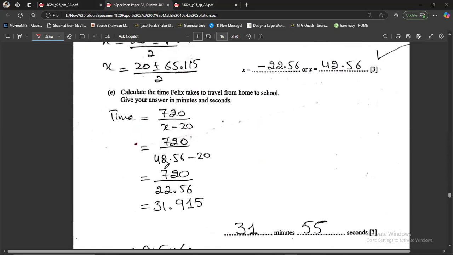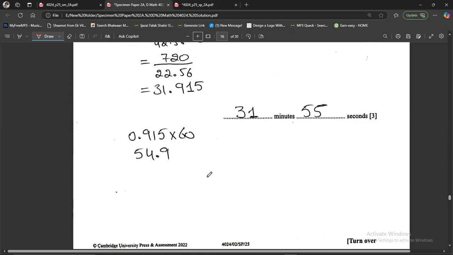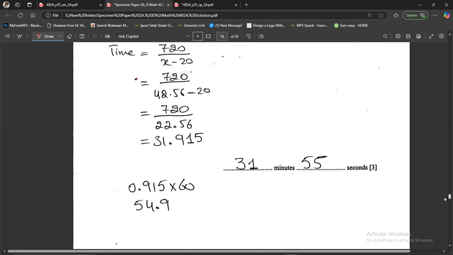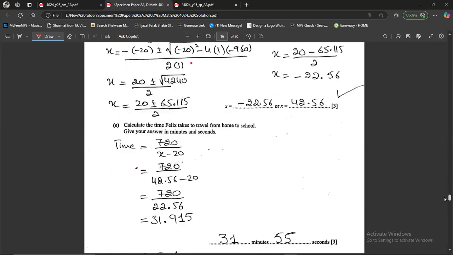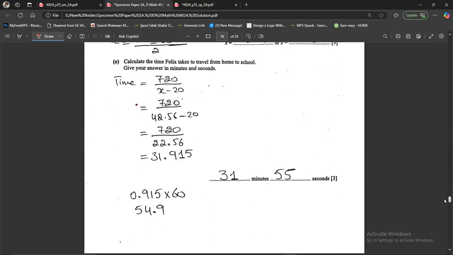So 720 divided by 42.56 minus 20. That's in the denominator. 720 divided by 22.56, and that's 31.91 minutes, or 31.915 minutes. But for the time, they are asking us to write the minutes and seconds separately. So 31 minutes, and 0.915 will be multiplied by 60, and that gives you 54.9, which is approximately 55 seconds. So our final answer is 31 minutes and 55 seconds. The whole solution is showing up on your screen. You can pause the video if you want more time.